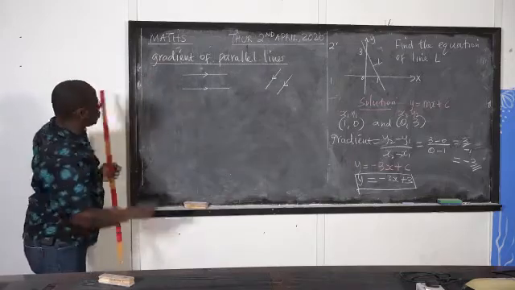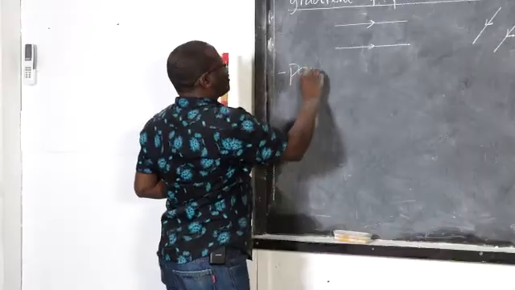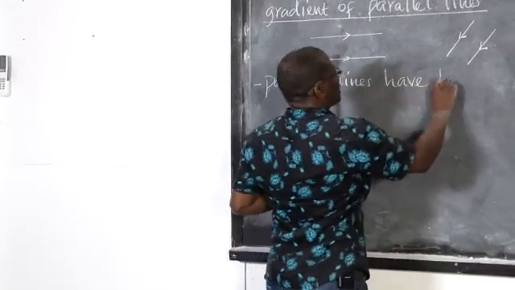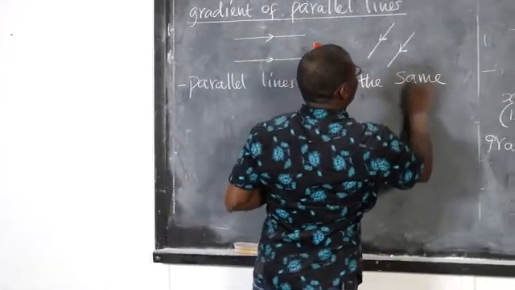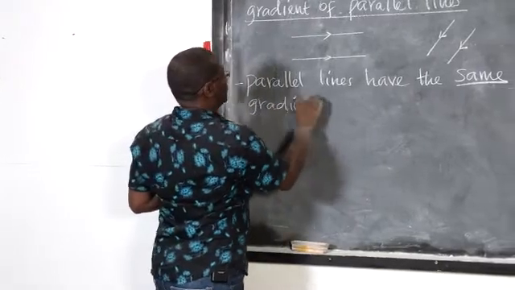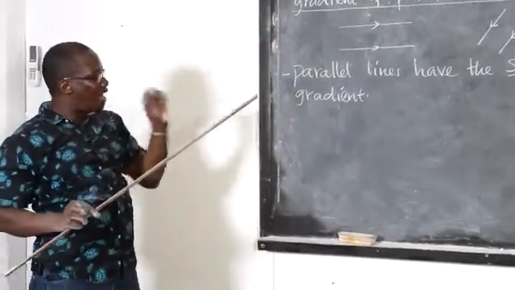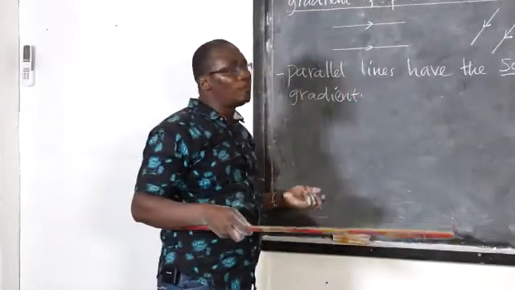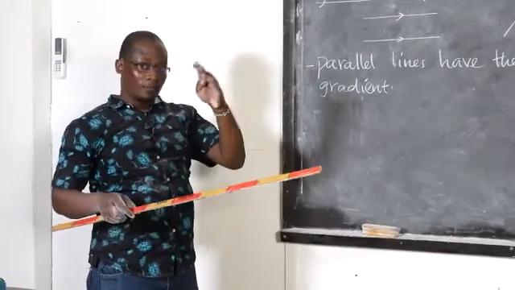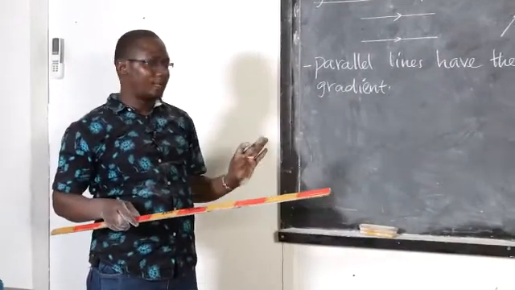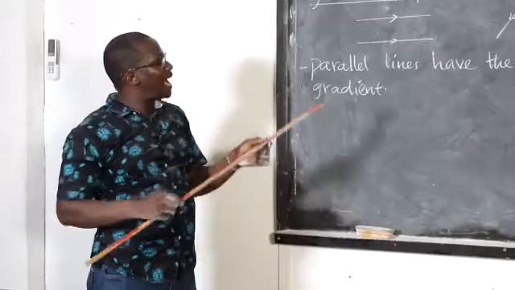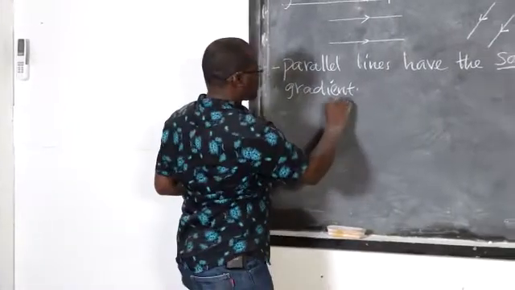So it's very important to note that parallel lines have the same gradient. Underline that word same. This is a very important part of it. Parallel lines have the same gradient. At times you'll be given maybe the equation of a line, then you're told to find the equation of another line which is parallel to the given line. So the first important thing that you need to remember is that parallel lines have the same gradient. We shall look at this example.